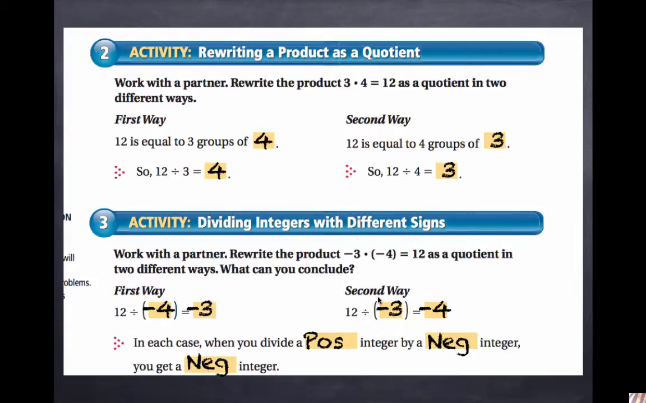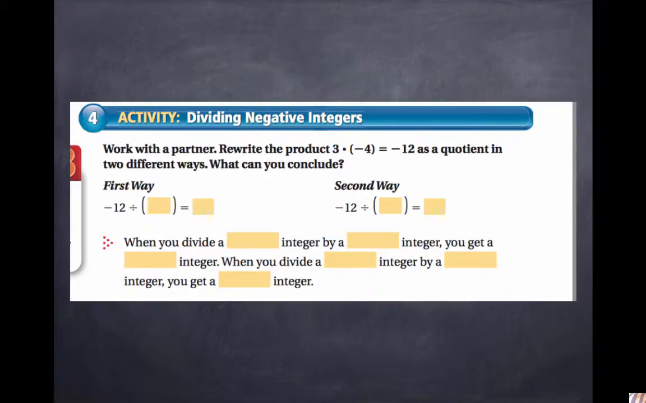Okay, let's think about another example. So in activity 4, we're dividing negative integers. So the first number is negative. Working with a partner, we write the product of 3 times negative 4 is equal to negative 12 as a quotient in two different ways. And then what can you conclude from that? So pause for a minute and think about it.